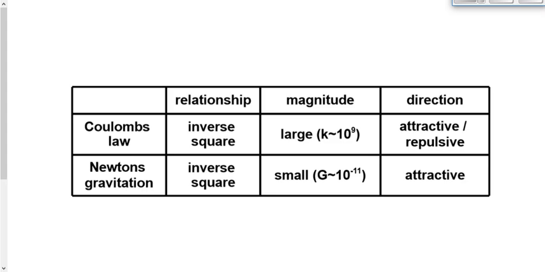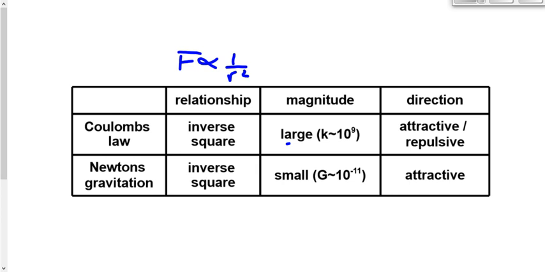Here's a little summary of those two forces that we just talked about. We call both of them inverse square relationships. That just means that F is inversely related to the square of the distance. In other words, as the distance between the masses, or the distance between the charges, goes up, the force goes down. As R goes down, F goes up. Coulomb's law is generally a bigger force. It has a constant that's 10 to the positive 9. Newton's force, or the force of gravity, is generally a pretty small force. It has a constant of 10 to the minus 11.